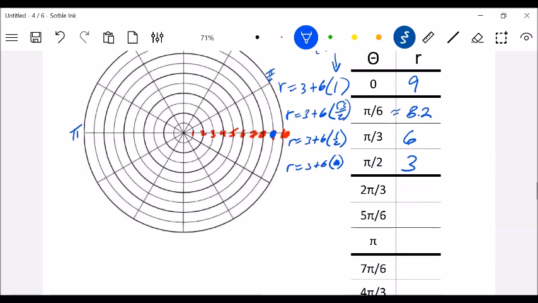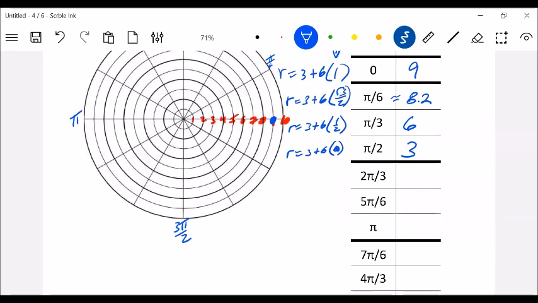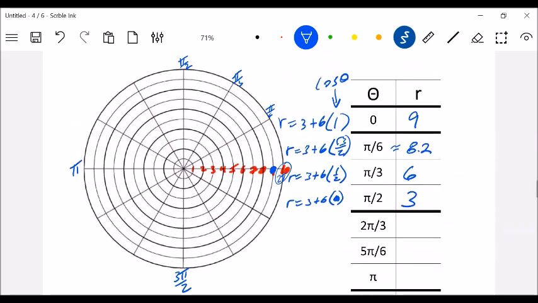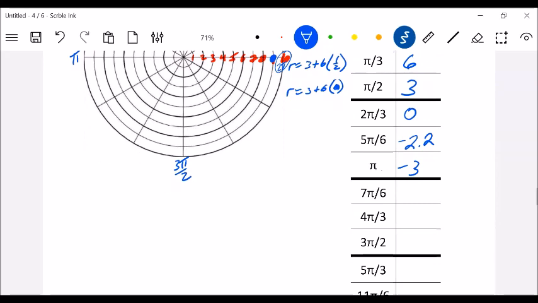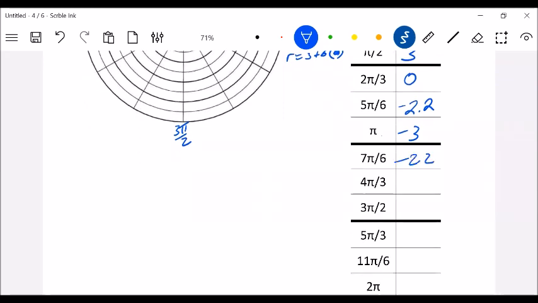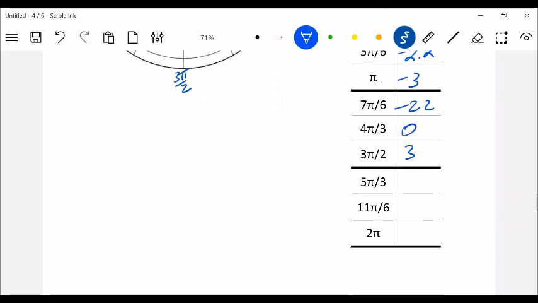And down here is 3 pi over 2. And of course, over here is 2 pi, or 0. So if I keep going, I'm going to get these numbers. There's a negative 1/2 here, and it cancels out the 6, and so that makes it 0 and 3. And at pi over 6, 5 pi over 6, we get a negative 2.2. At pi, we get a negative 3. At 7 pi over 6, it's a negative 2.2, and then 0 and 3 for these.